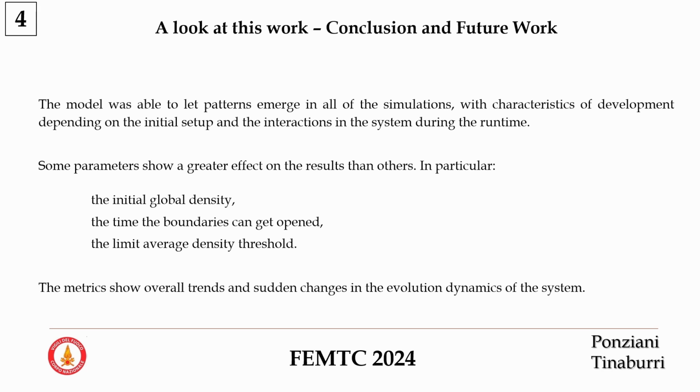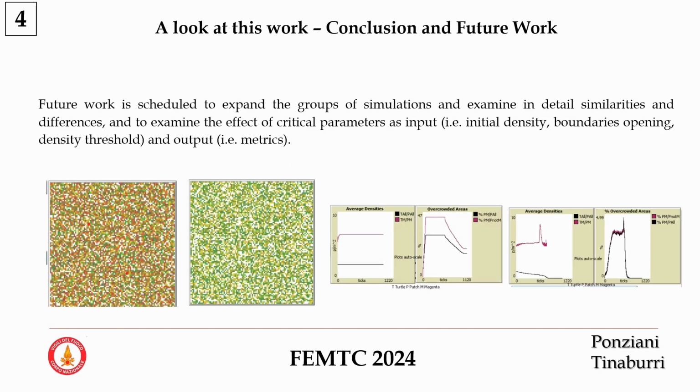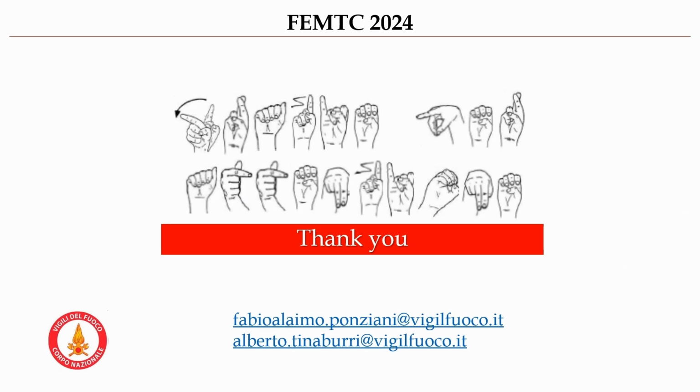In conclusion, for the future work schedule: some parameters show greater effect than others. Initial global density, time the boundaries can get open, and the limit average density threshold. The metrics show overall trends and sudden changes in the evolution of the dynamics of the system, as you can see here in the picture in the end. So future work is scheduled to expand the groups of simulation, examine similarities, differences, and the effect of critical parameters at input and output. We thank you for the time given to us.